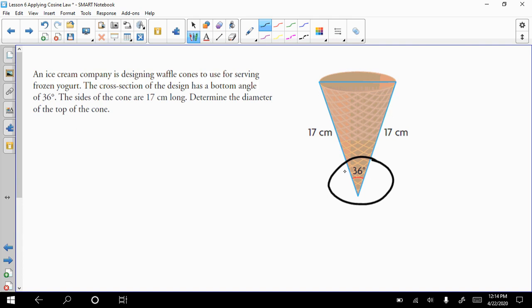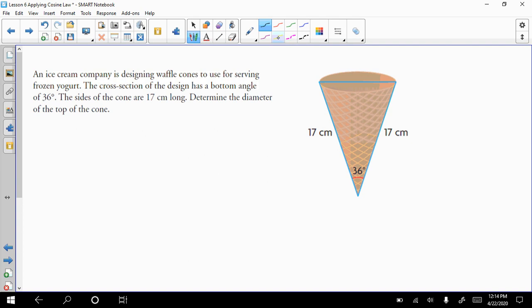Okay, so you can see that in this case it's not a right angle triangle, and we don't have any opposites, so we can't use sine law. We'd have to use cosine law in this case. Okay, so here we go.